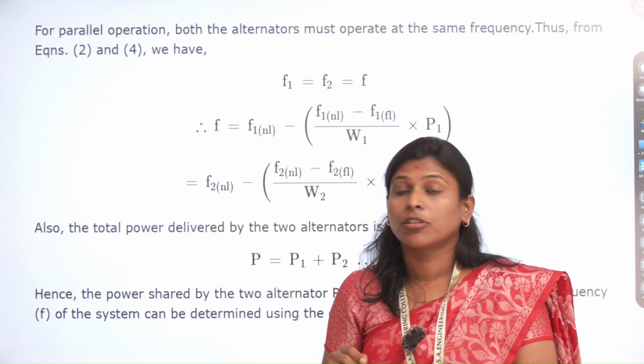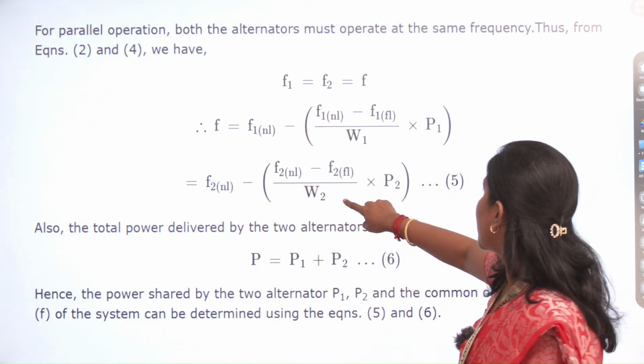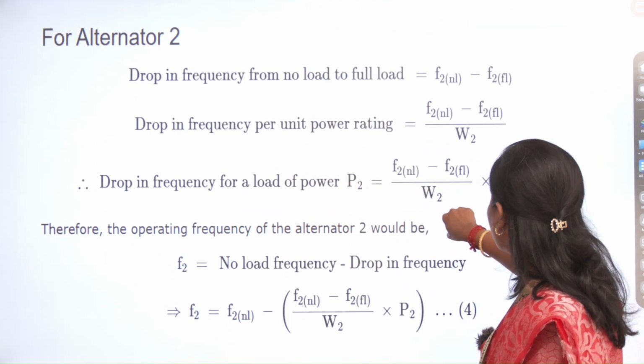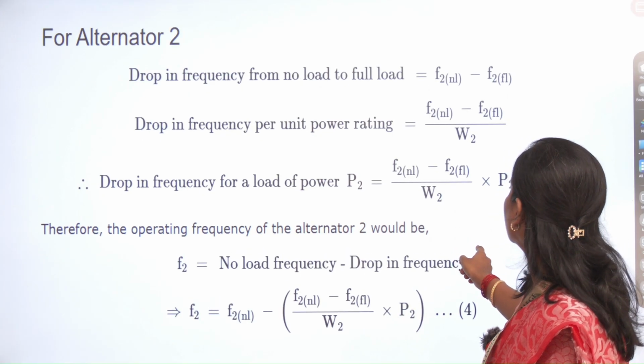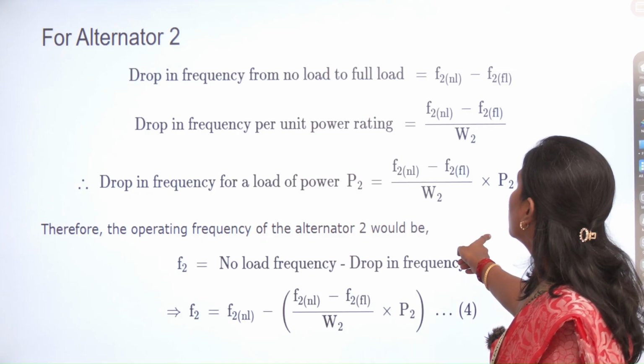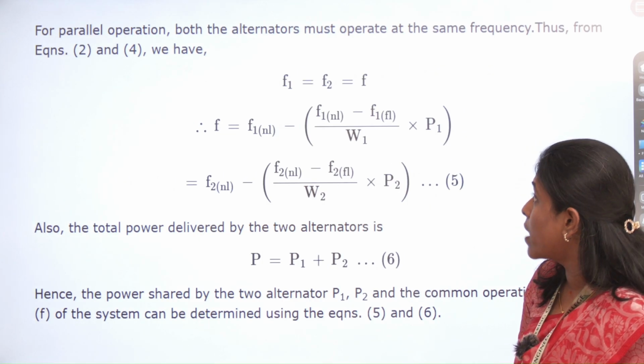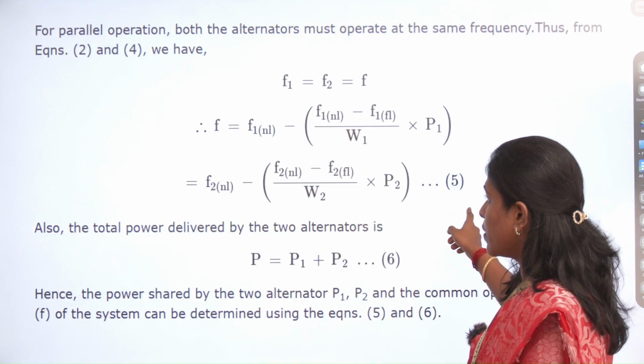Thus, from equations 2 and 4, that is equation 2 and this is equation 4, by equating equations 2 and 4, we will get the final equation.